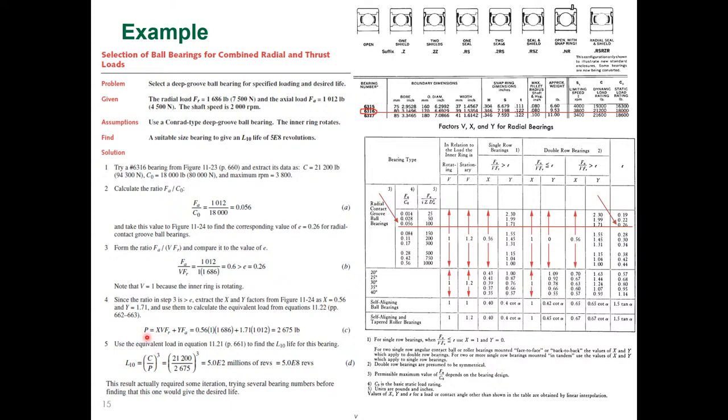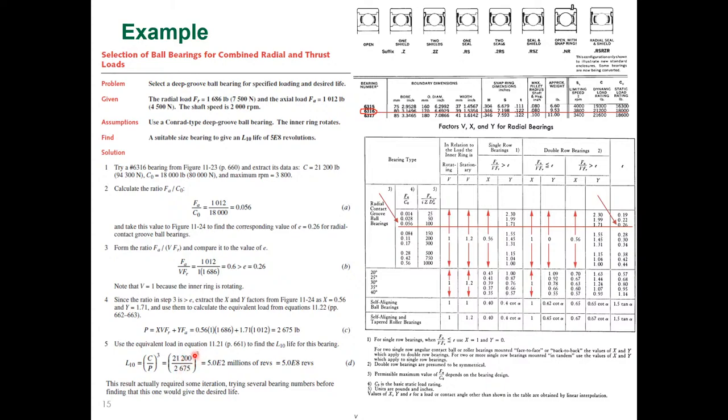So our load P is X, which is 0.56, times V, which is 1 because the inner ring is rotating, times the radial load, plus Y, which is 1.71, times the thrust load, which is 1,000 pounds. And we get an overall load here that is 2,675 pounds. And that's the load that we put into this life equation here. And so when we put the load in here and we pick the C, and that C is this dynamic load rating, this 21,200, we put it in here.